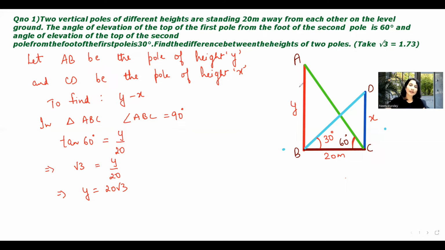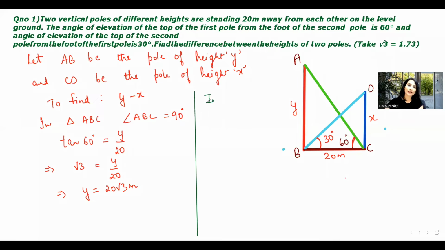So we got one value, the height of pole AB, that is y, is 20√3. And it is all in meters. We can write here meters. Now let's find the height of the second pole. For that you have to take the second triangle.